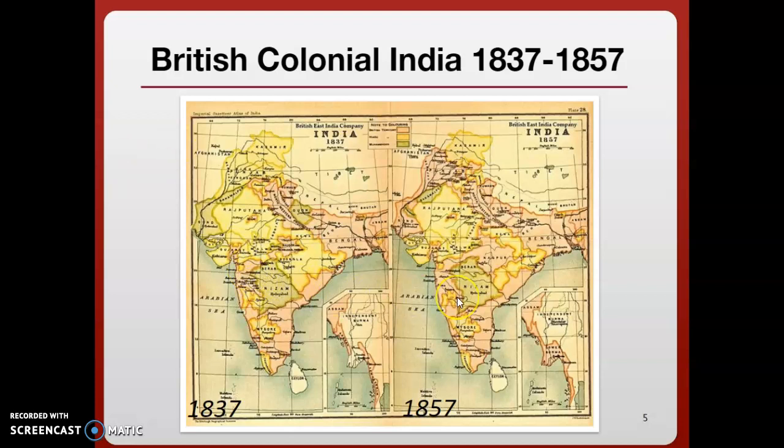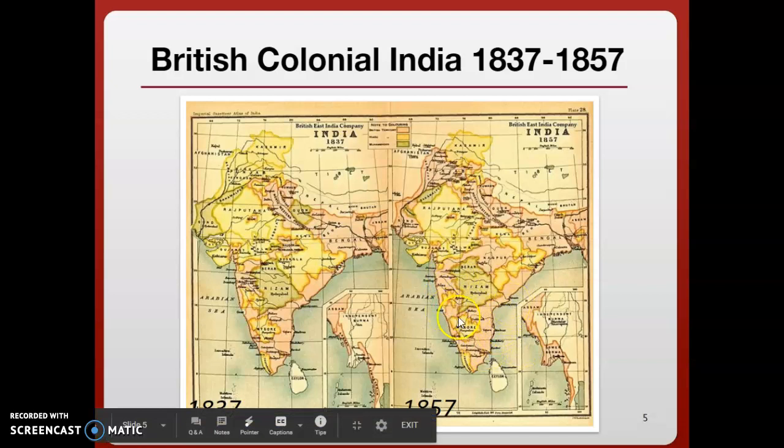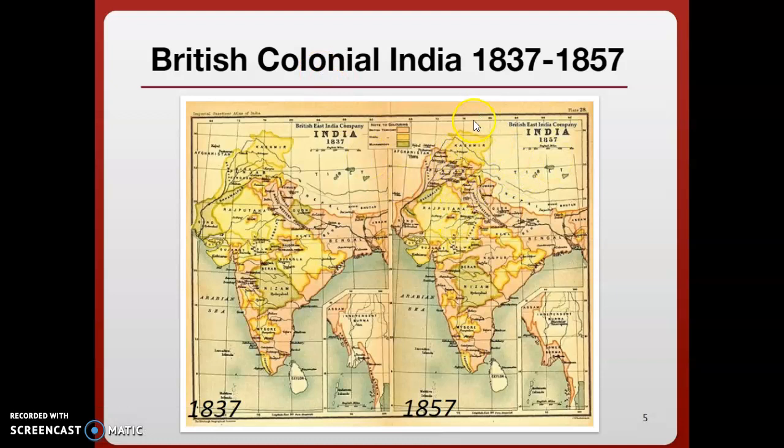And by 1857, by the time of this event that we're going to discuss a little bit more in a moment, the British are well established in both the east, the west, the south, as well as in the north. And again, they did this by fighting the ruling empire, making alliances with other groups, other kingdoms that were not necessarily in line with the Mughal Empire in India.